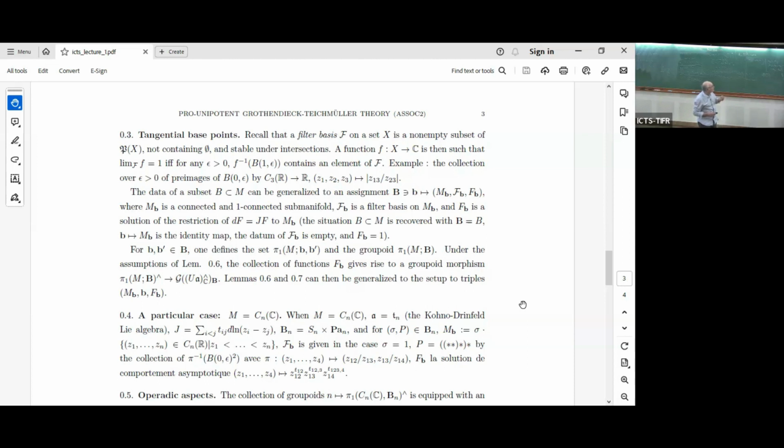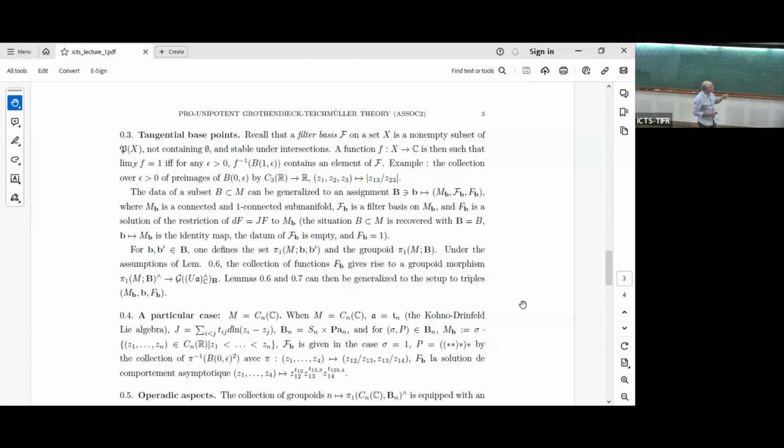you first construct a groupoid. If you want to relate B and B prime, you just put the homotopy classes of paths relating the two underlying manifolds. And the point is that you get a representation of this groupoid that you define here to the trivial groupoid, using these functions. The important point is that you are using these functions in order to define this representation.